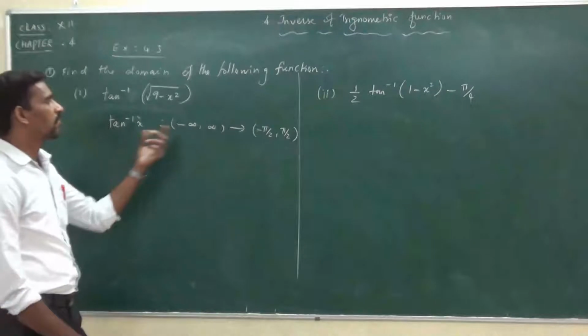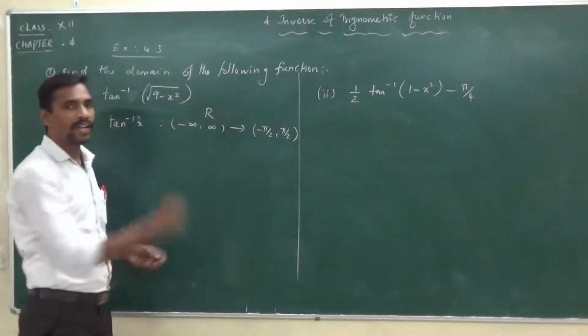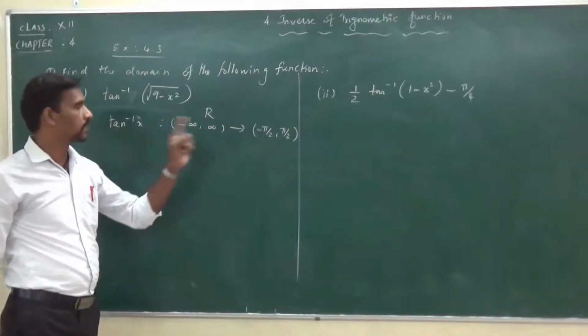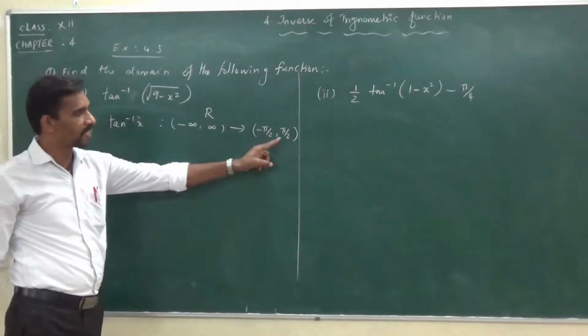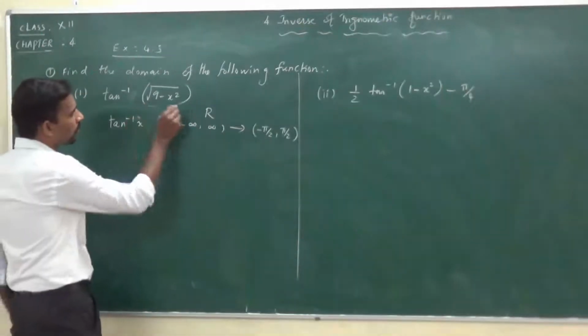This is nothing but tan inverse of x. So minus infinity to plus infinity is simply known as R, capital R, meaning real numbers. So the domain is R and the range is the open interval of minus pi by 2 to plus pi by 2.